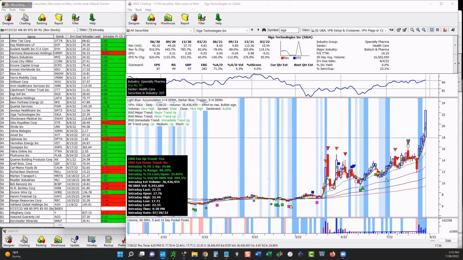SQQQ. Well, I use them. My little friends are inverse ETFs, and I basically use them when I'm looking for potential inflection points in the indexes.